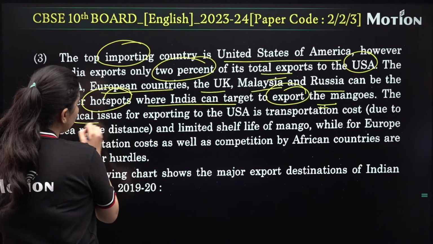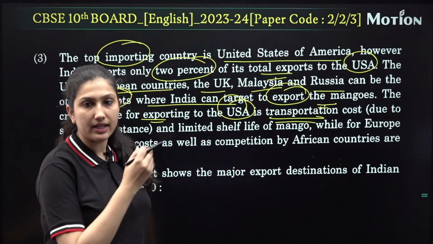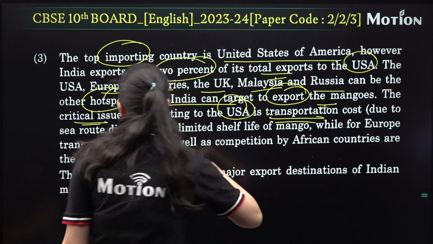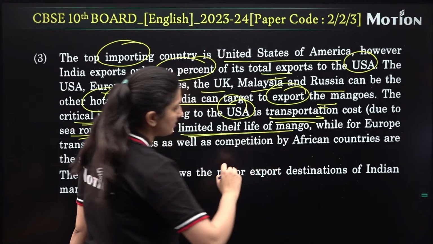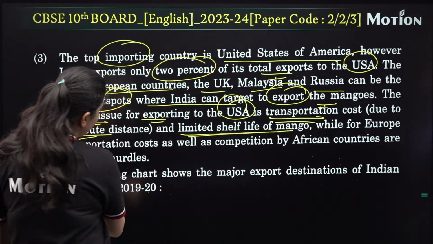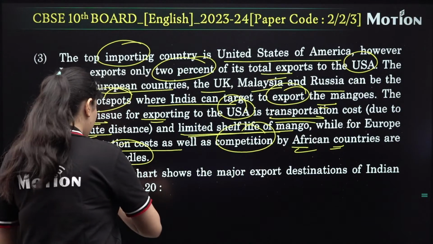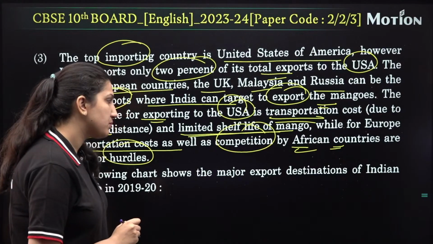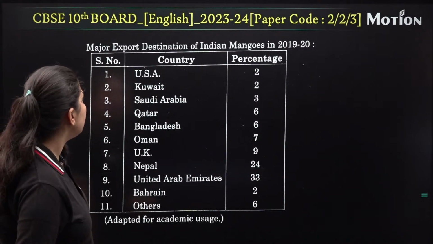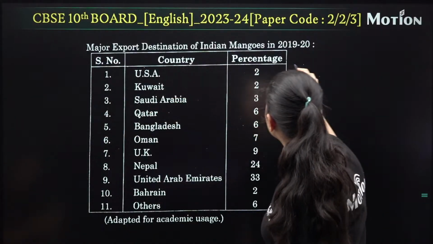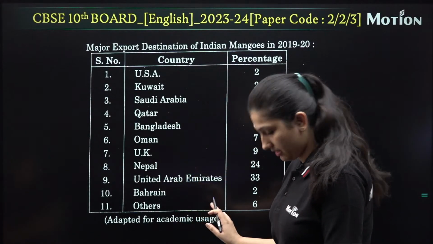The critical issue for exporting to the USA is transportation cost. सबसे ज़्यादा जो hindrance है, it is the transportation cost, and one more, due to sea road distance. Distance is more, and limited shelf life of mango. These are the reasons. While for Europe, transportation cost as well as competition by African countries are the major hurdles. Now there is a chart given about major export destinations of Indian mangoes in 2019 to 20. We will see that. So this is, like in USA, this is the percentile, Kuwait. Now we'll move towards the question, alright, then we'll come to this again, if it is required.